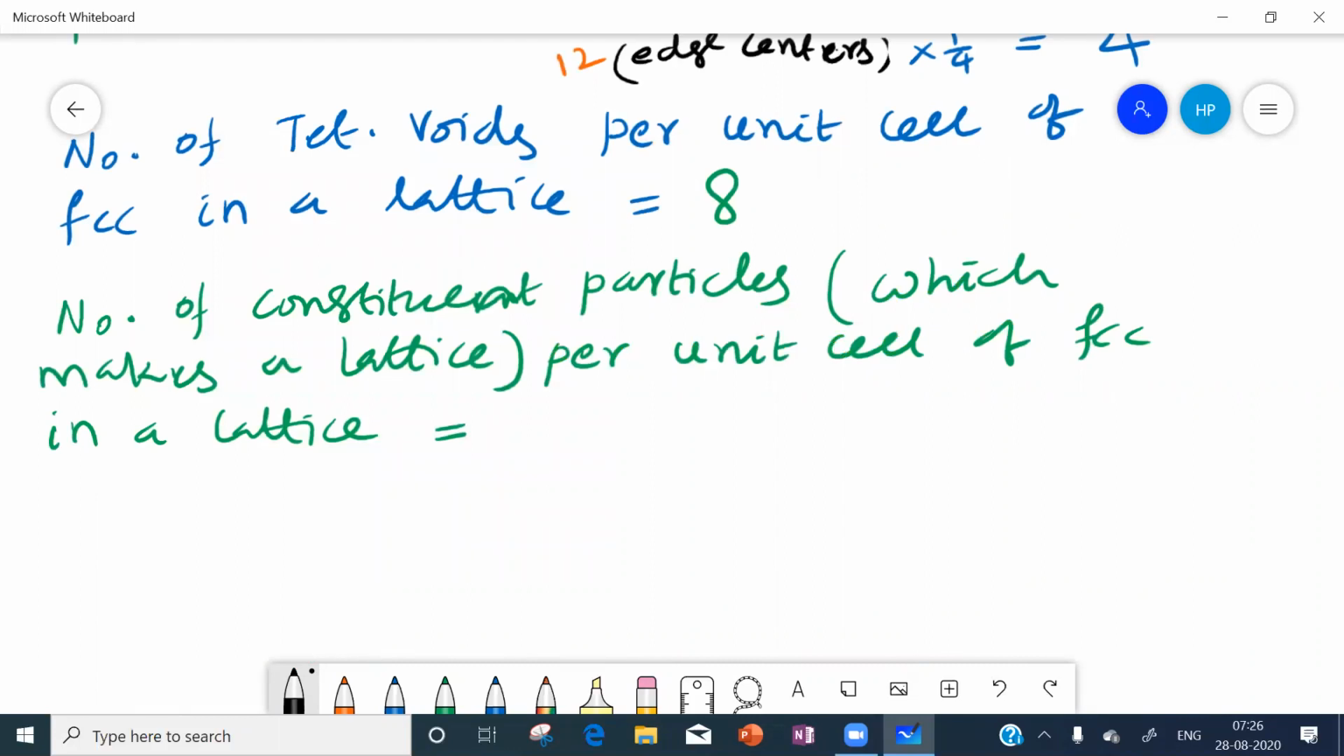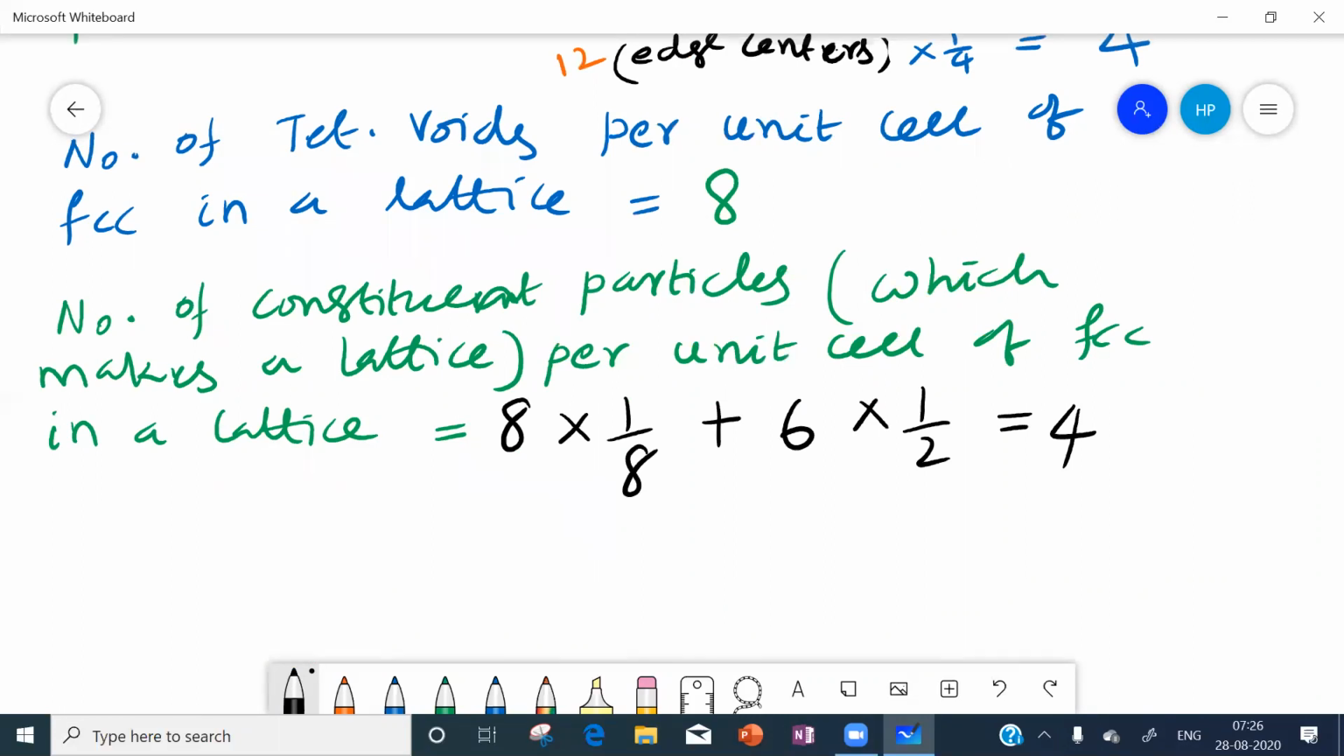Number of constituent particles per unit cell of FCC lattice: 8 corners, and a corner gives a 1/8 share. 6 face centers, and a face center gives a 1/2 share. Therefore 4 particles. So the number of constituent particles per unit cell of FCC lattice is 4.